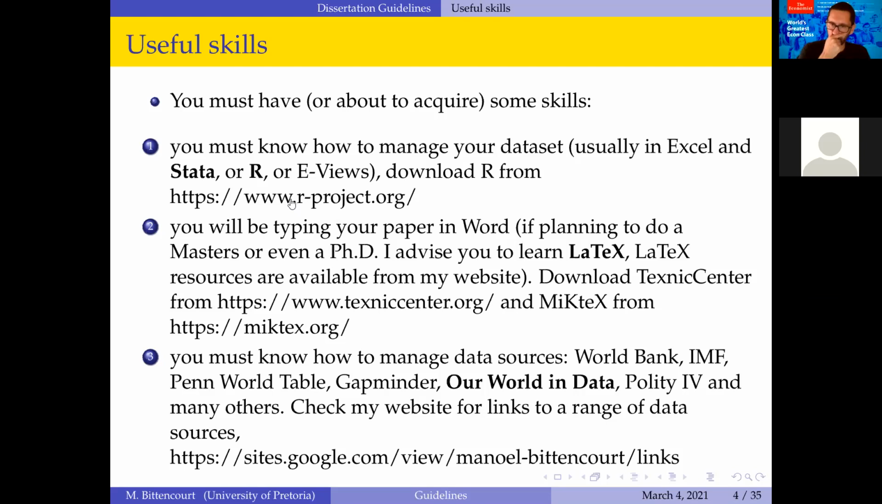LaTeX is free of charge. You can download TeXnicCenter from the URL that I put there. What is TeXnicCenter? TeXnicCenter is where you type your paper. And MiKTeX, I'm going to show you later on. MiKTeX is the compiler of your document. So all those things are free of charge. Some of you coming from different departments, sometimes from stats or maths, are already familiar with those software.